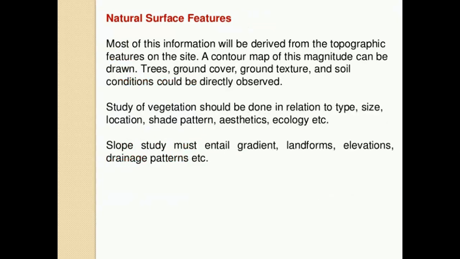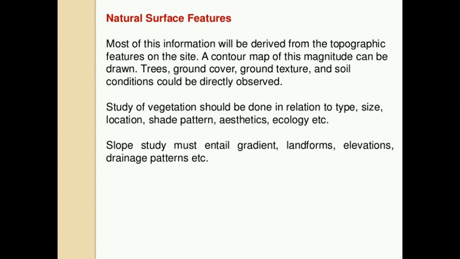Okay, natural surface features, just like topographic features of the site, like the contour map, how much elevation is there, the undulations on the surface, trees, ground covers, ground texture, and soil conditions. So these things can be directly observed. The study of vegetation should be done in terms of type, size, location, shade pattern, aesthetics, and ecology. So these things should be considered while deciding all the things.